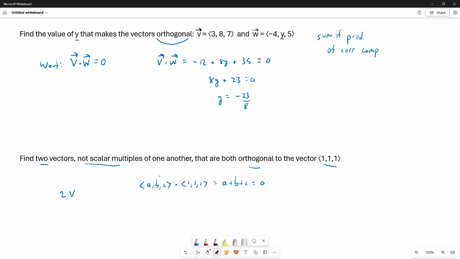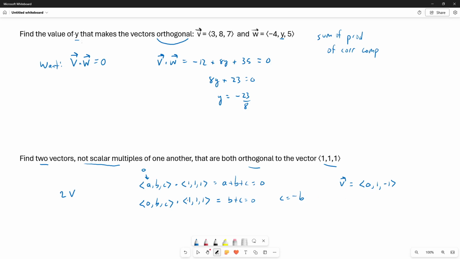So let's just try, for example, making A equal to 0. So in other words, we'll take the vector 0, B, C and see if we can work with that, just to simplify things a little bit. So that would be just B plus C equals 0, so C would be the negative of B. So we could take the vector, for example, we'll call it V, could be the vector 0, 1, negative 1. Then this vector is orthogonal to 1, 1, 1. The dot product would be 0.